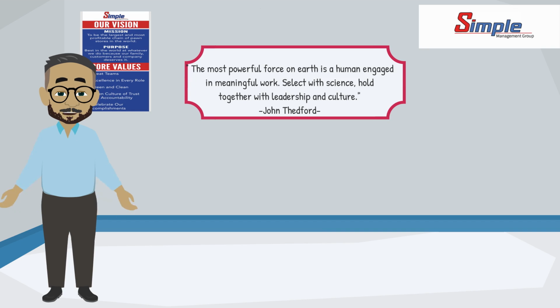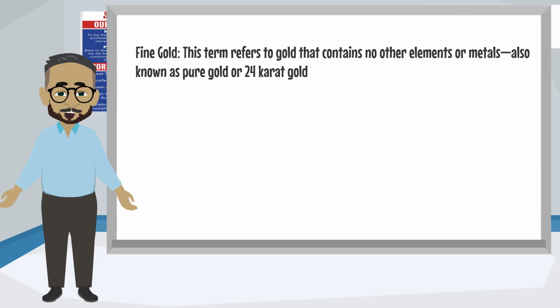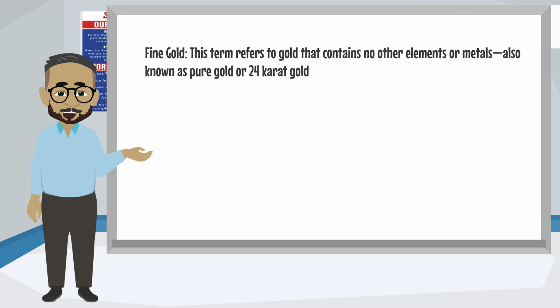Now, let's go over some important terms related to gold content that you'll encounter frequently. Understanding these will help you better assess the value and authenticity of the items we handle. You have fine gold. This term refers to gold that contains no other elements or metals, also known as pure gold or 24 karat gold. It's important to recognize fine gold because it represents the highest purity we can work with.